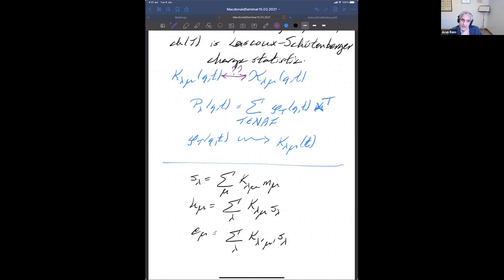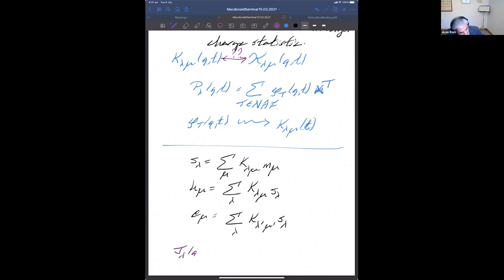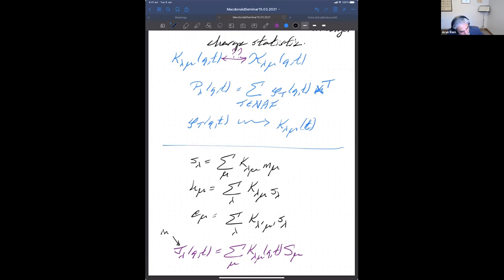So what are Macdonald's straight K lambda mu's? Macdonald's straight K lambda mu's are, if you take J lambda q,t and expand it in terms of the big Schur functions, then you get the straight K lambda mu's. I described this in my last lecture. This is the integral form of the Macdonald polynomial P lambda, and these are dual to the usual Schur functions under the q,t inner product. So those are Macdonald's K's.